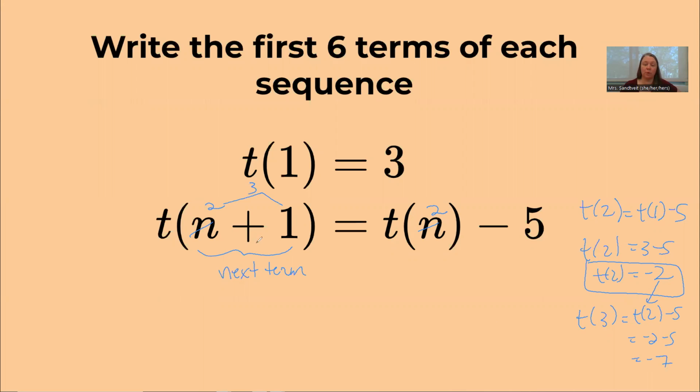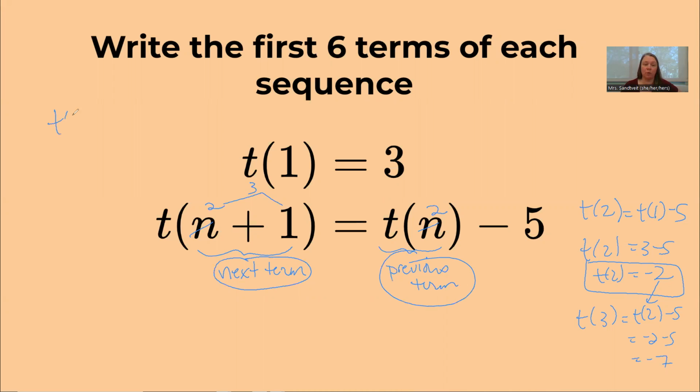So this notation, when you see it, this T of n plus 1, really that just means to get your next term. This T of n just ends up meaning you take your previous term and subtract 5. Okay, so whenever you see this, it means the next term, and whenever you see this, it means the previous term. So you don't have to go through writing this every time.